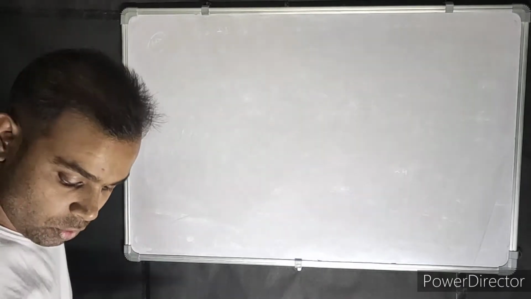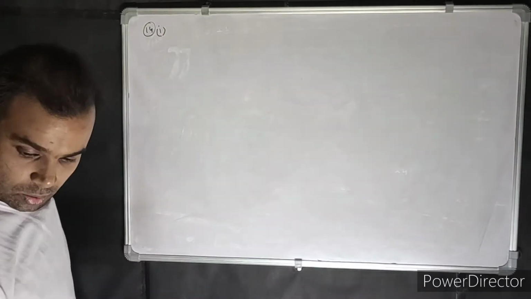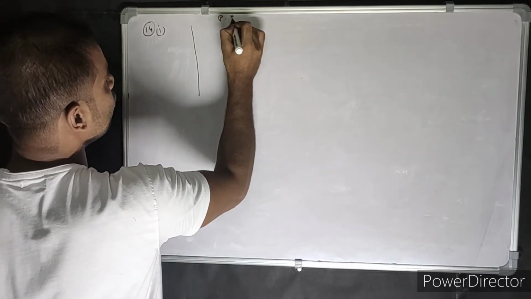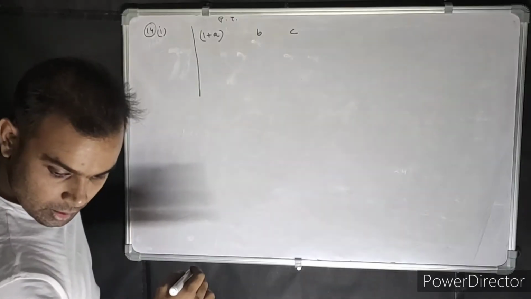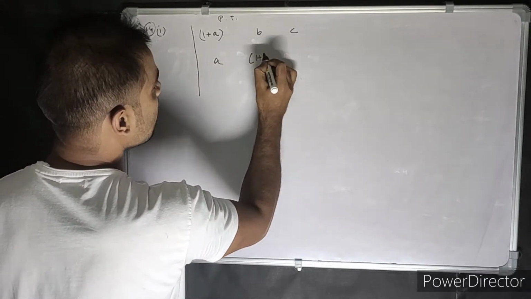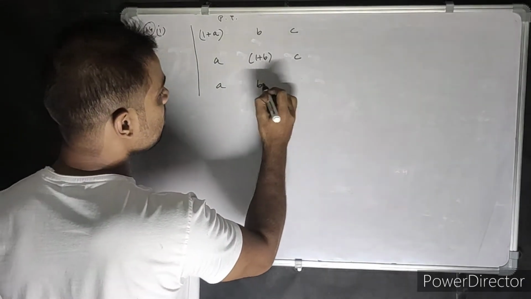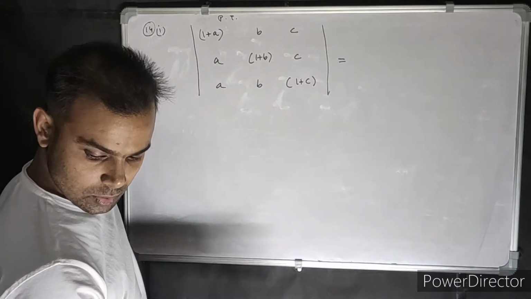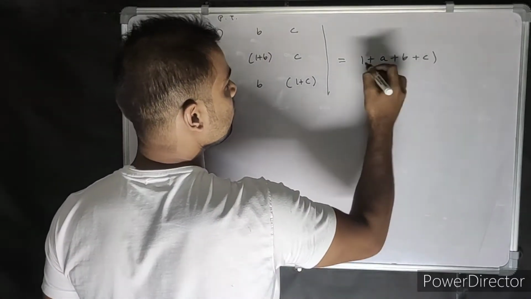So question number 14 part 1. Let's start. Everybody look. We are to prove, using determinants, that the determinant with rows 1 plus a, b, c; a, 1 plus b, c; a, b, 1 plus c is equal to 1 plus a plus b plus c. You have to prove this.